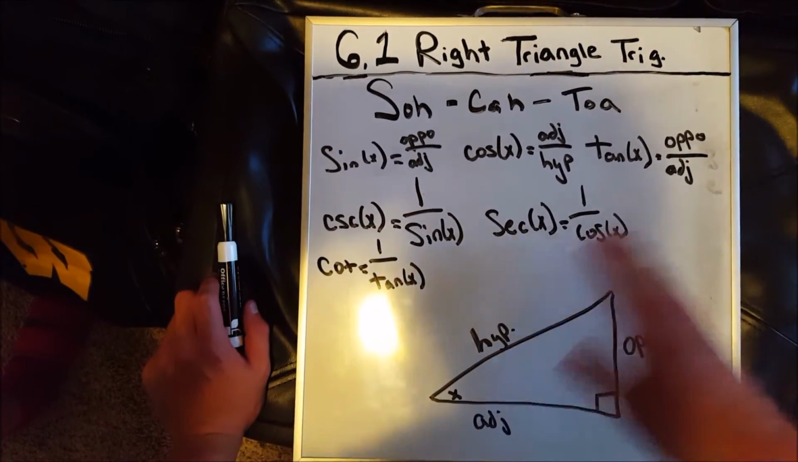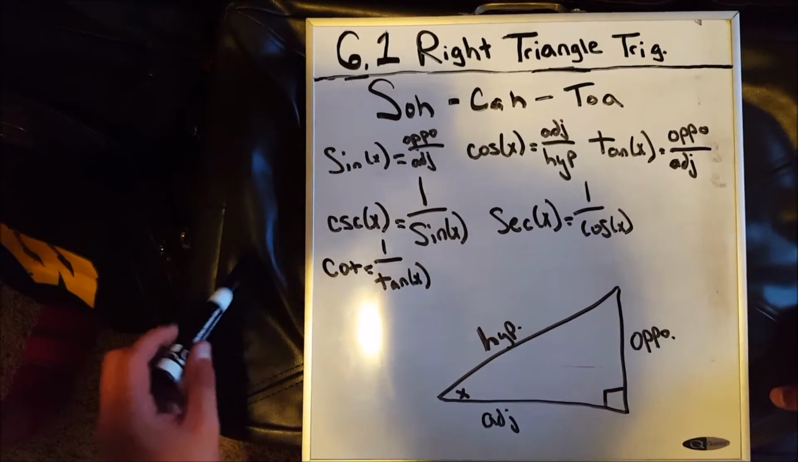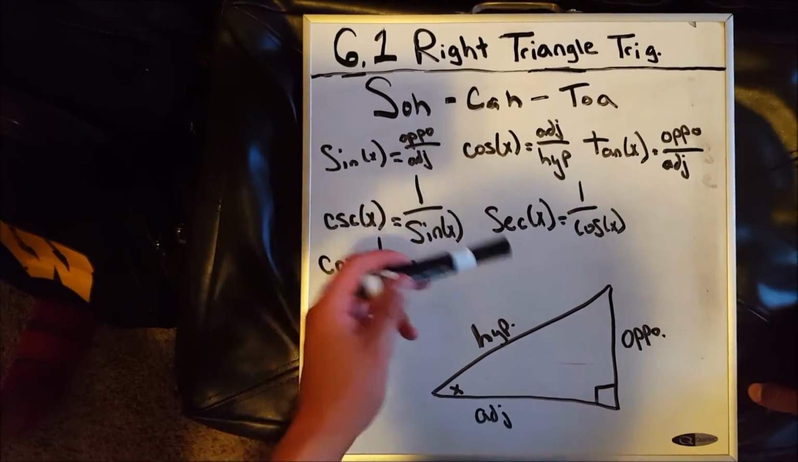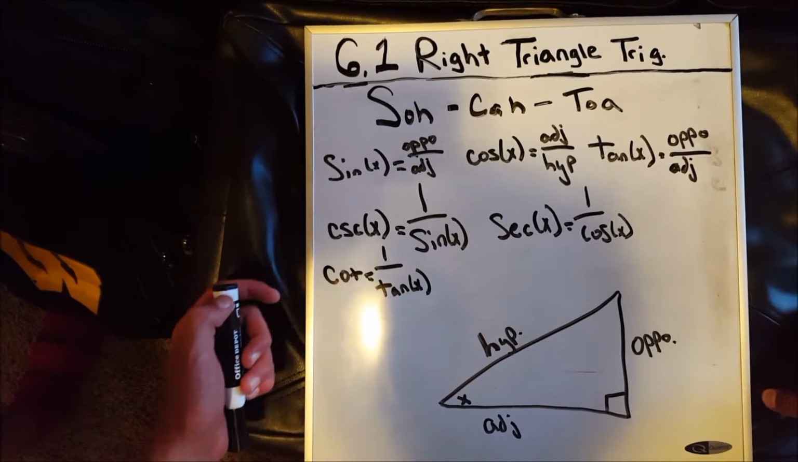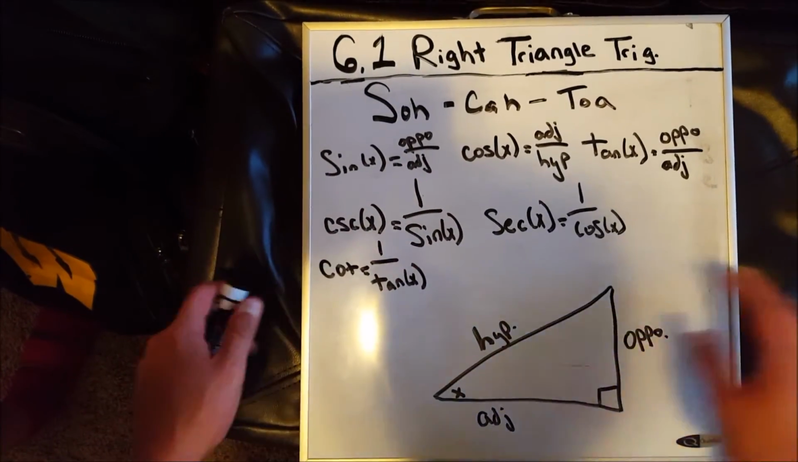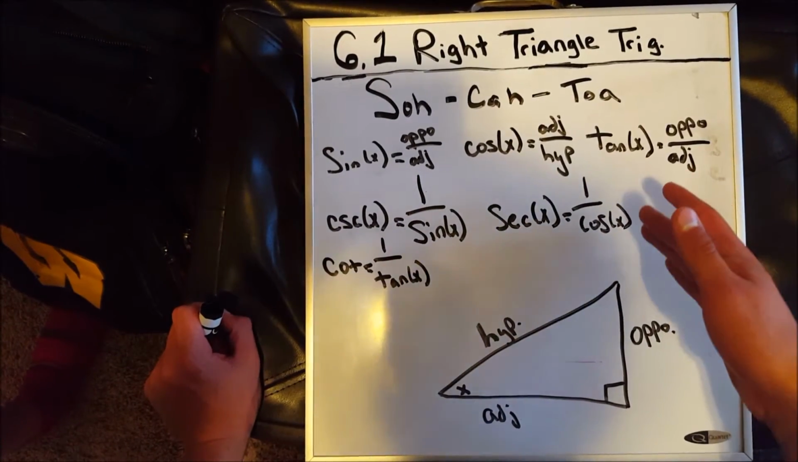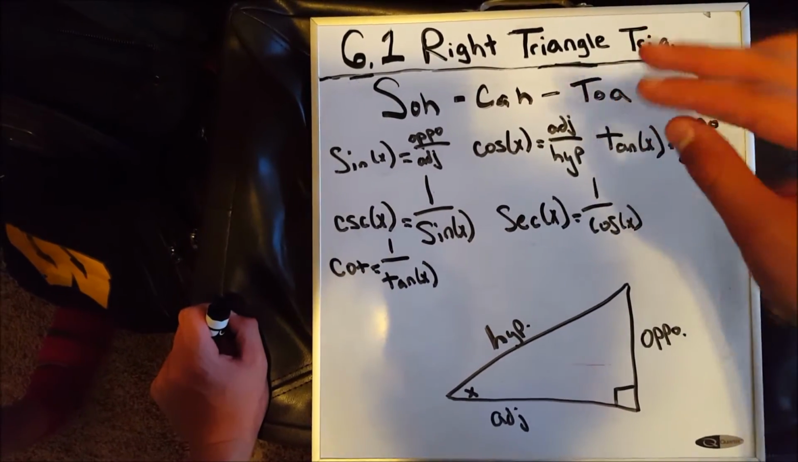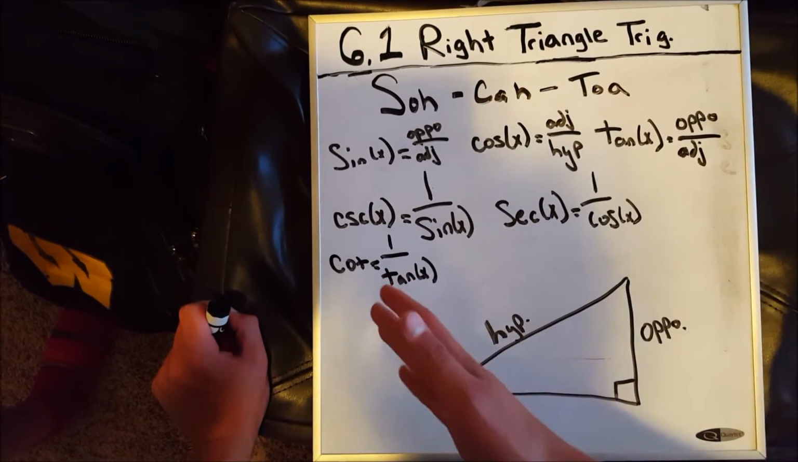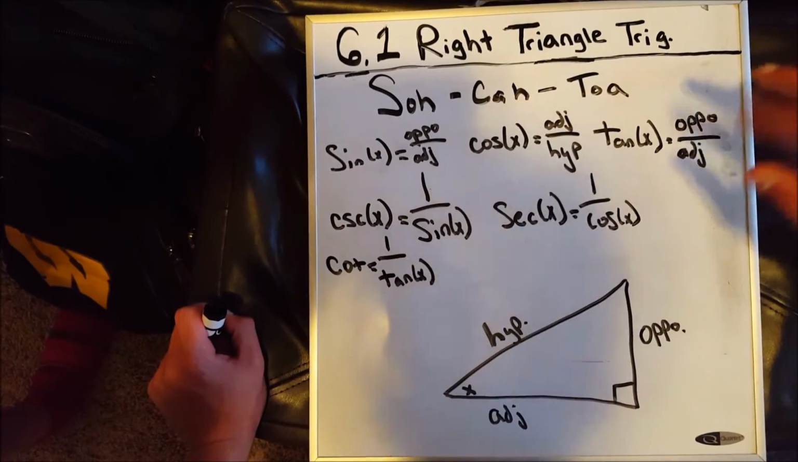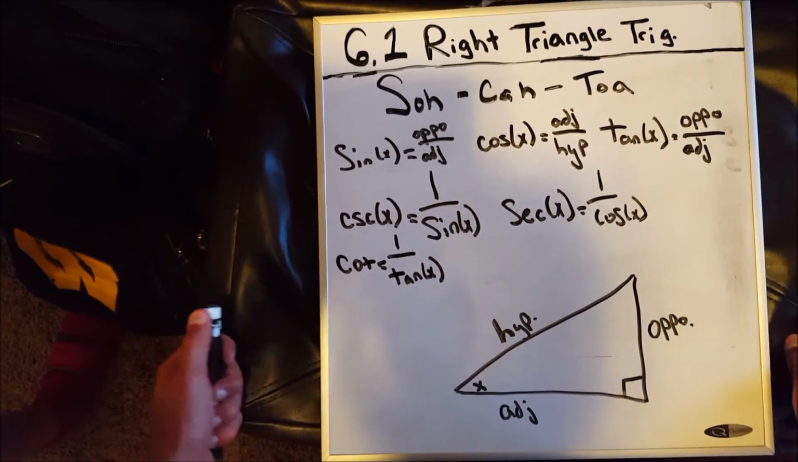Now I'm going to introduce you to three new trig ratios that you've probably never seen before: cosecant, secant, and cotangent. Cosecant is the reciprocal of sine, so all you would do is you take the sine function and flip it. Secant is the reciprocal of cosine, so you take the cosine function and flip it. Cotangent is the reciprocal of tangent, so you take the tangent and flip it. That's all you have to do to get these.